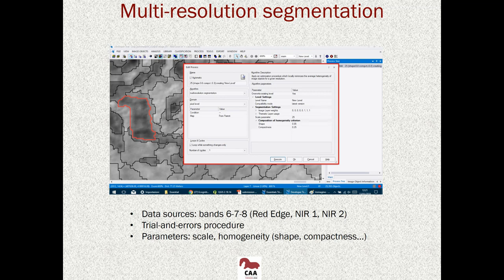Segmentation step. Among the many algorithms provided by the software, multi-resolution segmentation is the most used and famous one. The outcome of the algorithm is controlled by four parameters, detected through a systematic trial and error approach validated by the visual inspection of the quality of the output.